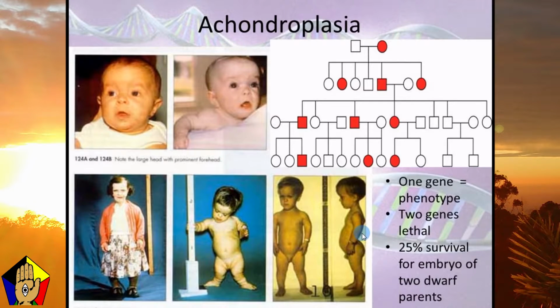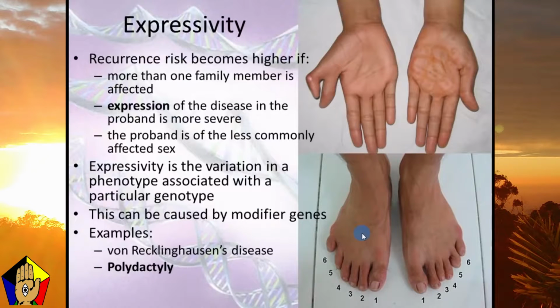The next term I want to talk about is called expressivity. And expressivity is telling you that people with the disorder don't always show the same degree of symptoms. So some people may have more extreme situations and some people less extreme. I'm still talking about autosomal dominant, but this can be in recessive disorders too. So expressivity is talking about things like, well, this is called polydactyly, too many digits. So here you can see an extra finger on the hand. Here you can see an extra toe on each foot. This is polydactyly. This is common in Amish communities, actually.